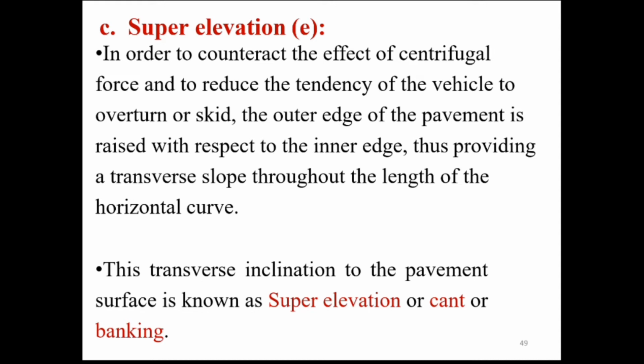Next, the super elevation. In order to overcome or counteract the effect of the centrifugal force, that is the transverse skidding or the overturning of the vehicle, and to reduce the tendency of the vehicle to overturn or skid, the outer edge of the pavement has to be raised with respect to the inner edge. This can be done by providing a transverse slope throughout the length of the horizontal curve. This transverse inclination to the pavement surface is known as the super elevation, or cant, or banking.